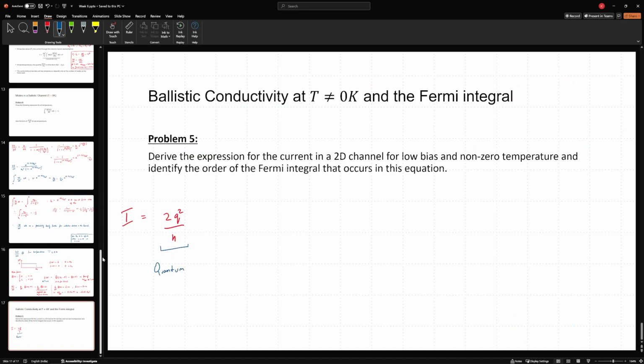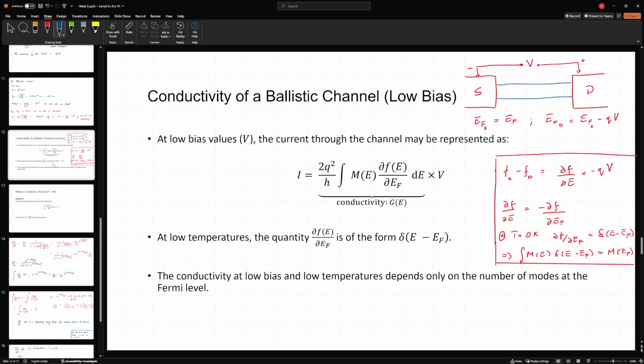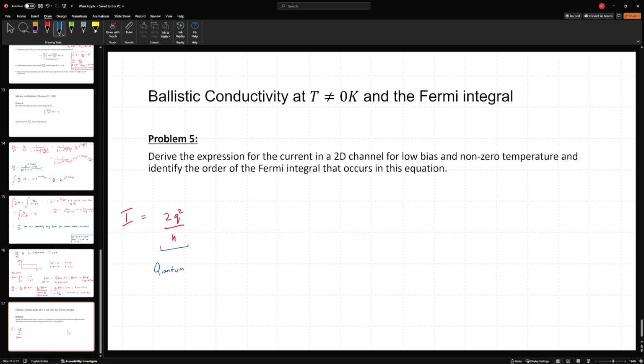So the quantity that I will get here, going back to this briefly, is this multiplied by the effective number of modes available for conduction, multiplied by the voltage. So the conductivity of the channel is always going to be an integer times this quantity. Since it is an integer times this quantity, this is the smallest value of conductance, hence this is the quantum of conductance.